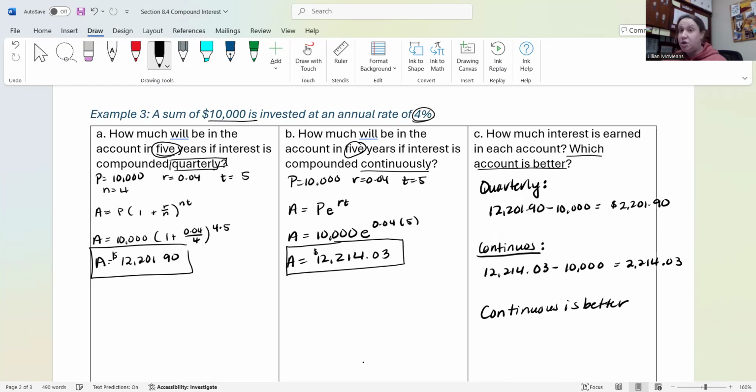Even though there wasn't a huge difference in the accounts, the continuous account, we earned $2,214.03. The quarterly account, we earned $2,201.90. So that makes a difference of $2,214.03 minus $2,201.90. That makes a difference of $12.13. So the continuous is better by $12.13.